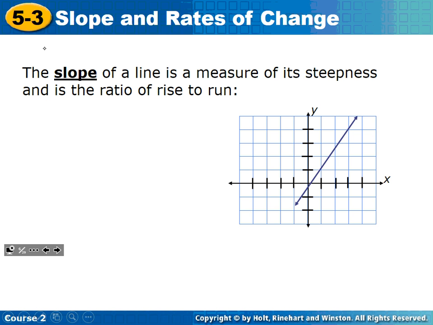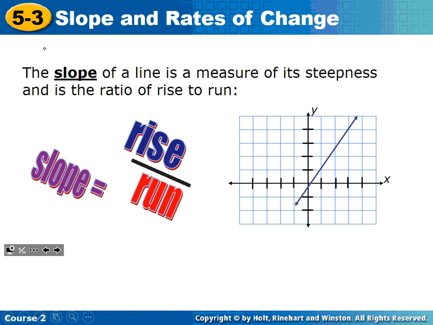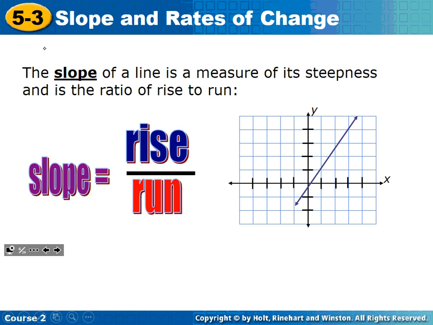So if you look at this line right here, how far does it go up? This one rises 3 over 2. That's 3 to 2. Now that's a very steep roof.